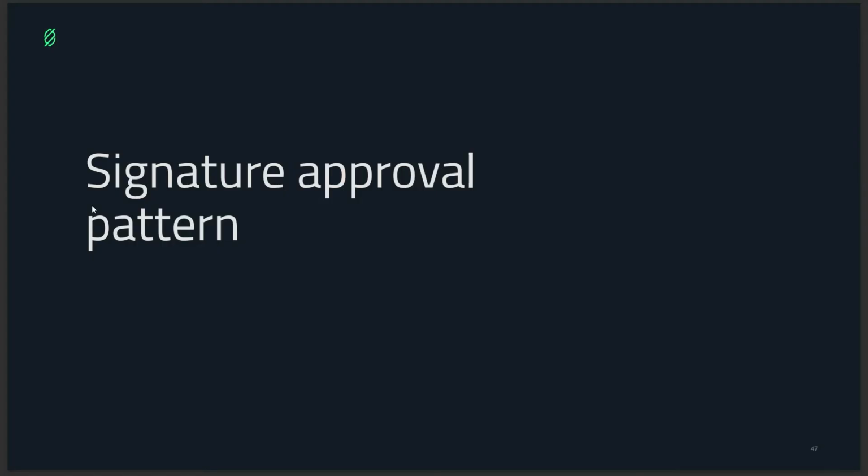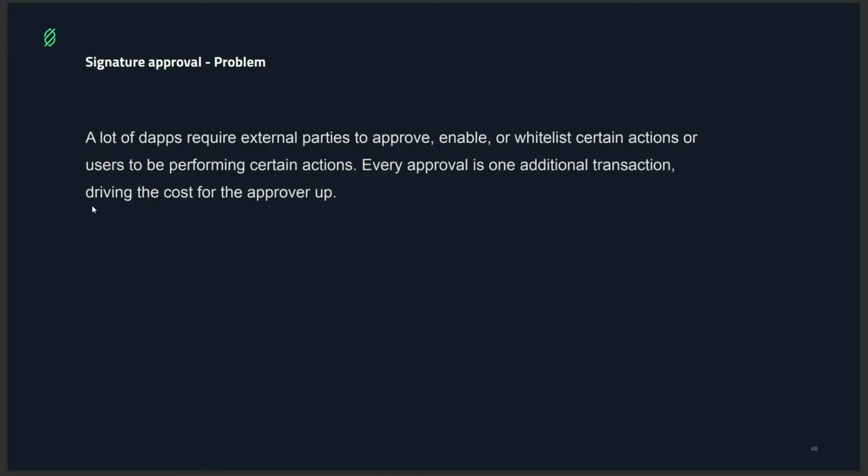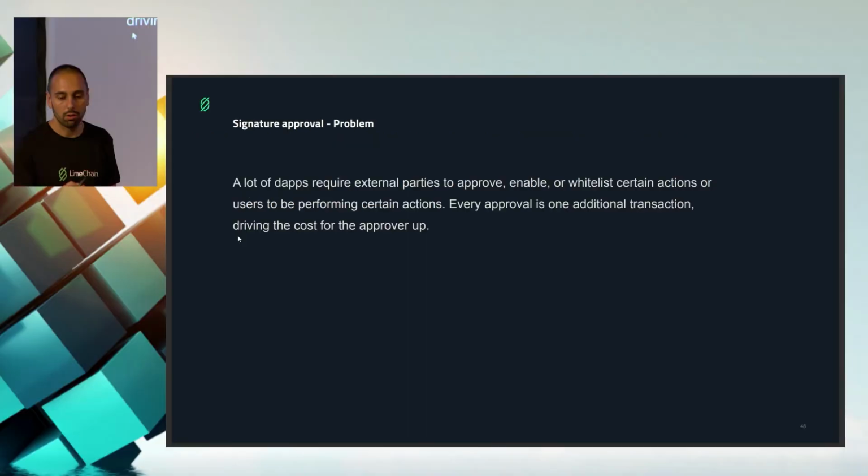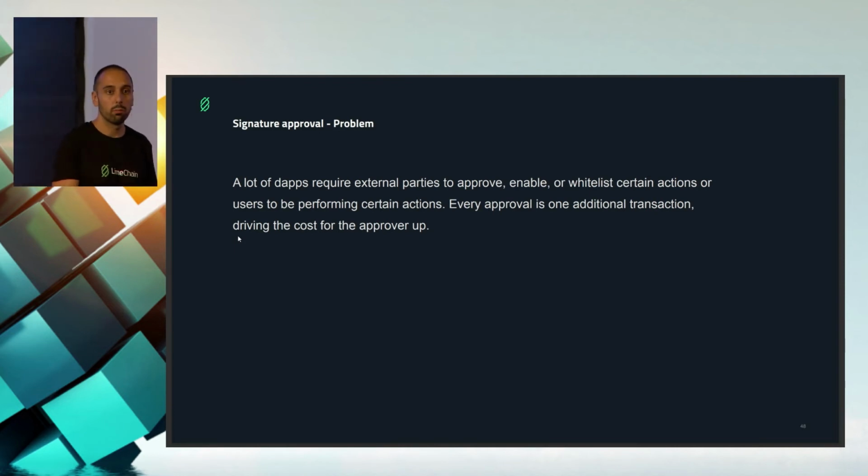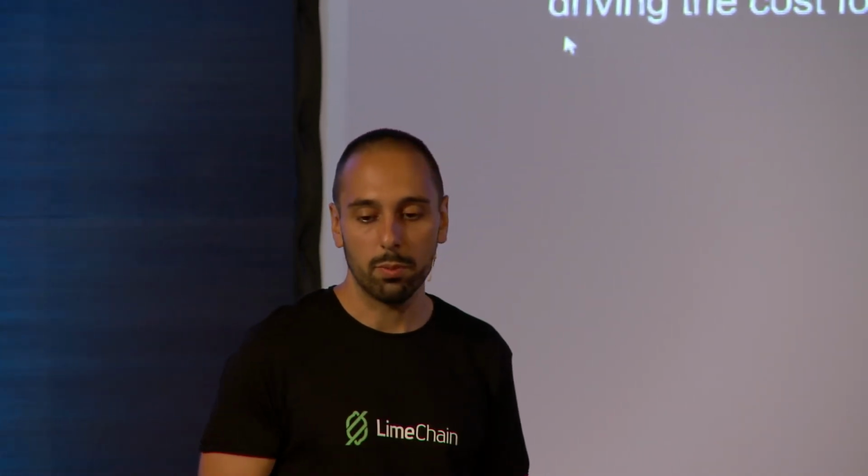Signature approval patterns. A lot of dApps essentially require the user to enable, to approve, and to whitelist certain actions, or the user to be performing certain actions. And every approval, as we spoke previously, like the off-chain negotiation, is one more transaction. So can we skip it and have a more optimal system? Yes, we can with signatures. So we are seeing a lot of the things that we did for scalability, we can now start using for data input or for security and all these things. So it's actually not that much. You just need to look at it from a different perspective.